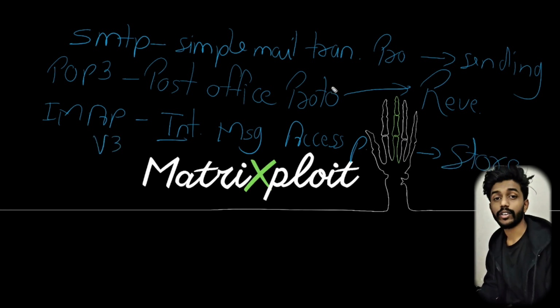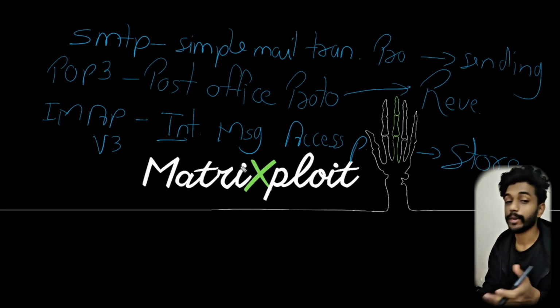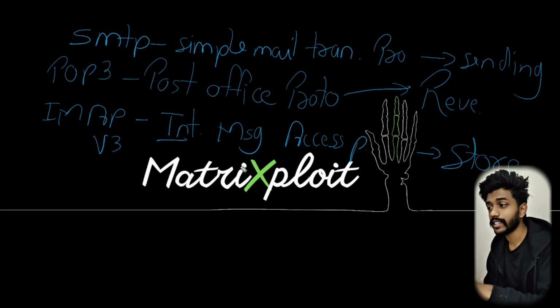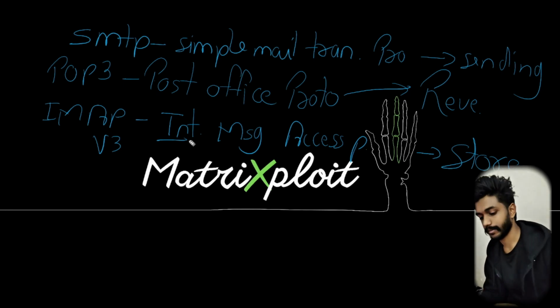So basically there are only three protocols which we need to understand, that is SMTP, POP3 and IMAP. SMTP is for sending the mail, POP3 is for receiving the mail, and IMAP is for storing the mail. So based on this, we are going to configure the DNS settings. Okay, let's get back to our screen.